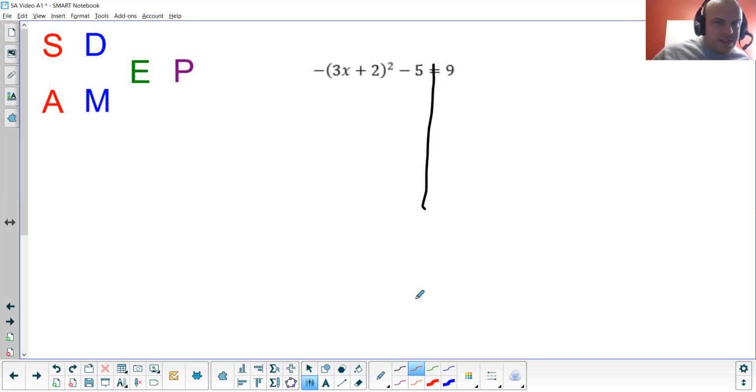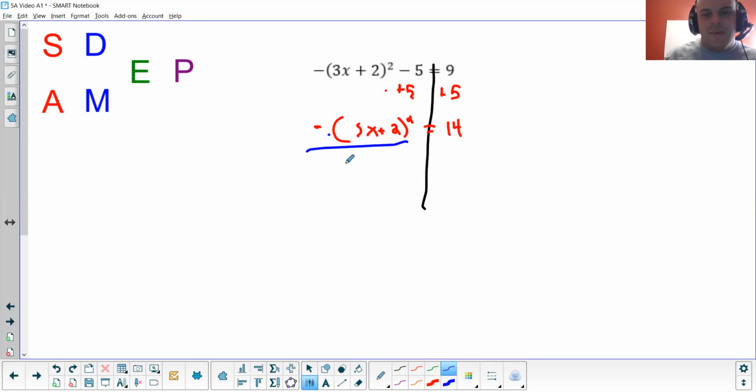So first thing we said we were going to get rid of, I'm going to add 5 on both sides. So I have negative 3x plus 2 squared equals 9 plus 5. Well, 9 plus 5 is 14. Next step, that negative sign is multiplying, so I have to divide both sides by -1, because it's like that invisible 1 right there. So when I divide by -1, I'm left with 3x plus 2 squared equals -14.